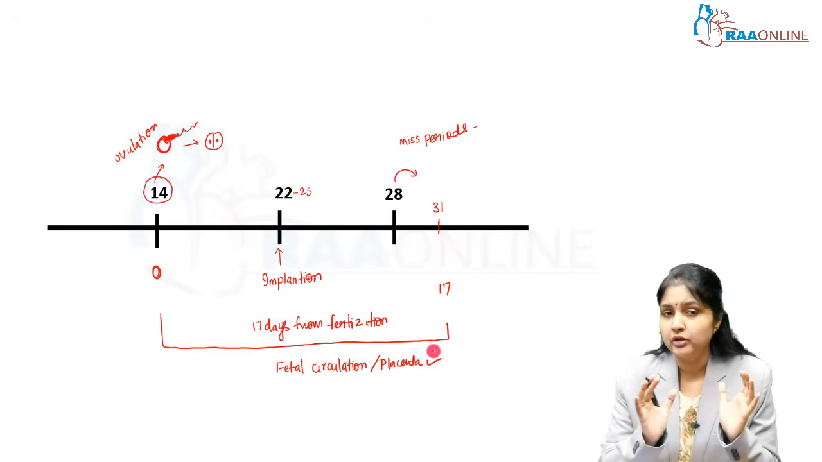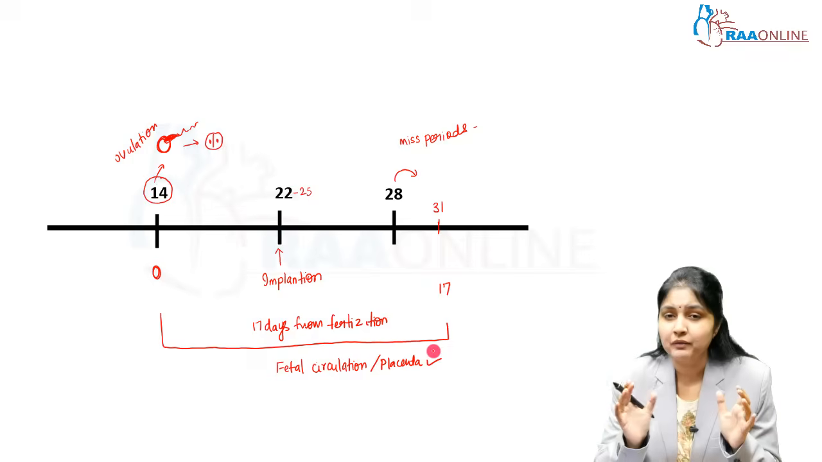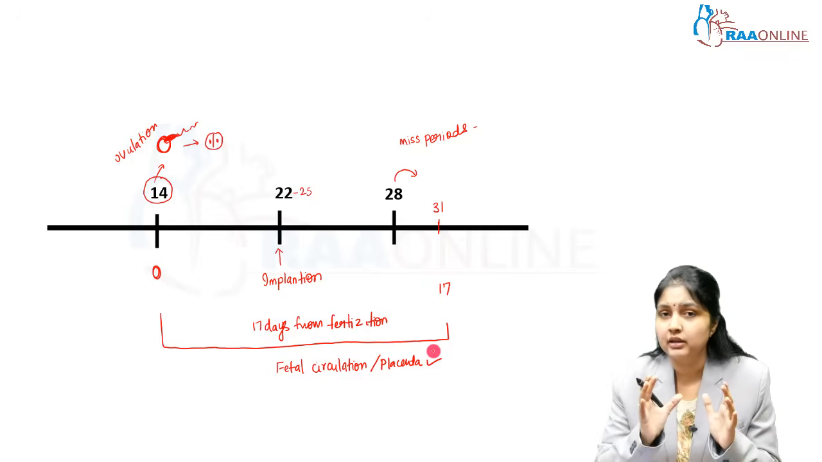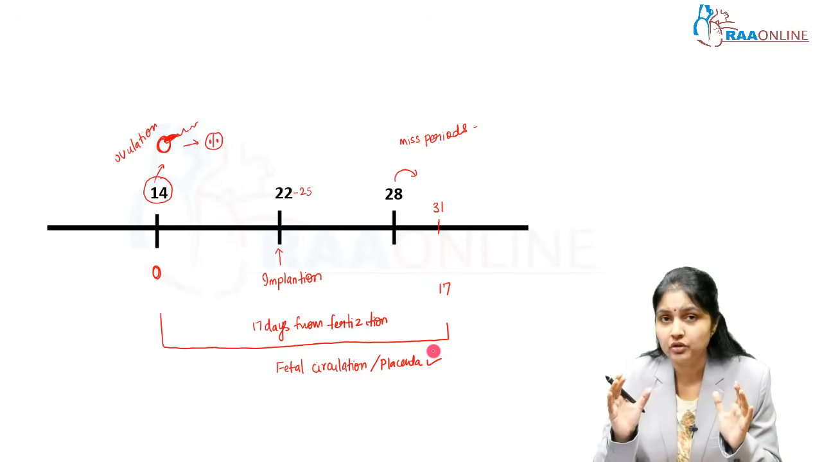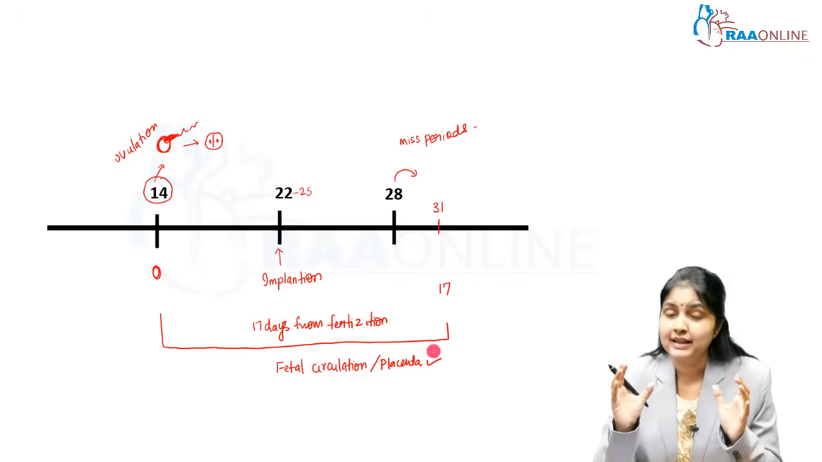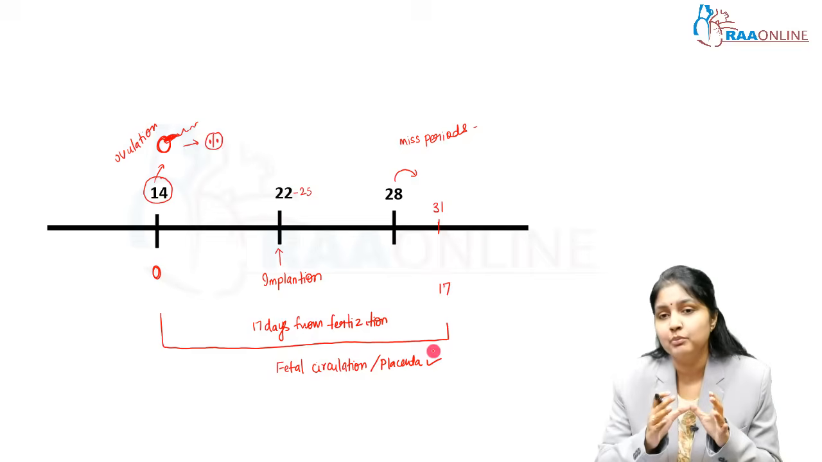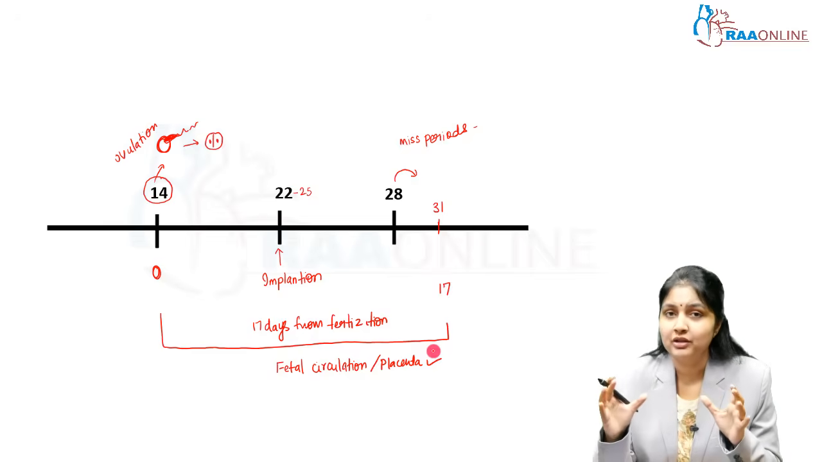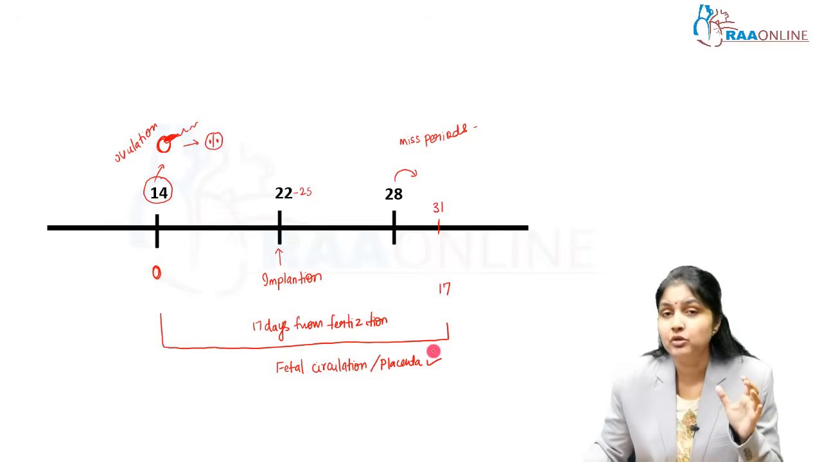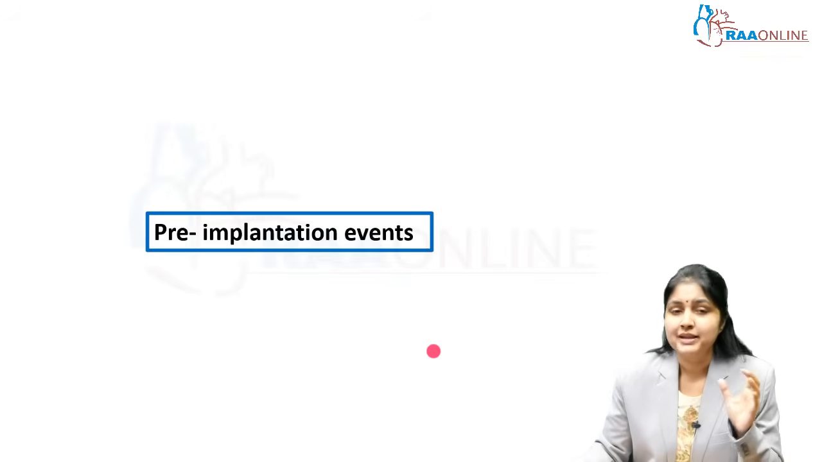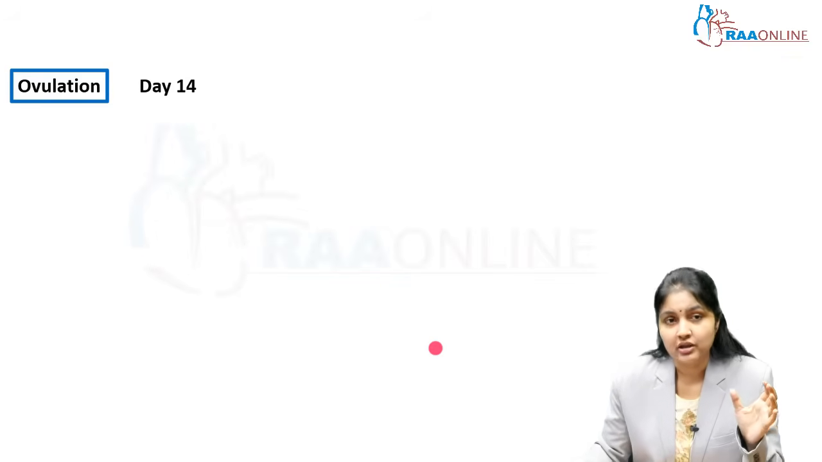So we are going to look at a series of events which happen during this period of around 2 weeks. Even though it is a very short period, significant and very important events happen during this time. So let's look at it one by one. We'll start with the pre-implantation events.